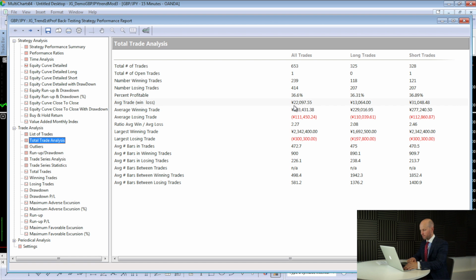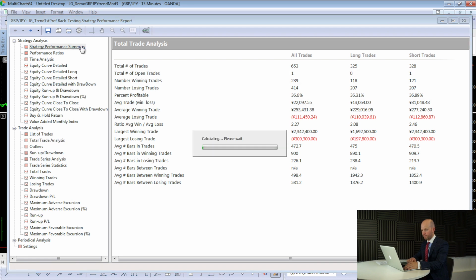Before, without the filter, we had an average trade of about 10.8 thousand yen. Now we've got 22,000 yen. So it's doubled the average trade and doubled the quality of trade, which I like to call it. So for every trade, we're actually making more money. However, we are taking far less trades. Look, we've only got 653 trades, as opposed to without the filter, we had over 3,000 trades. So far less trades, but the trades are of better quality.